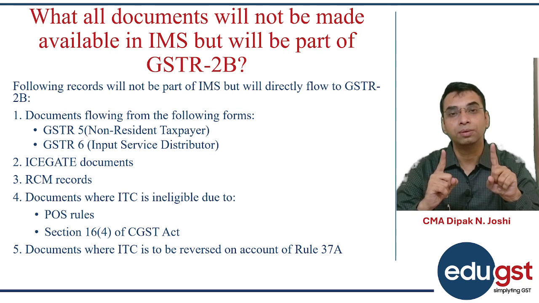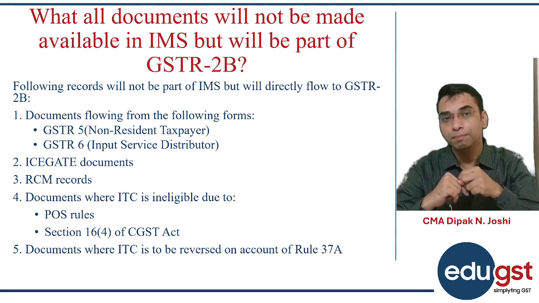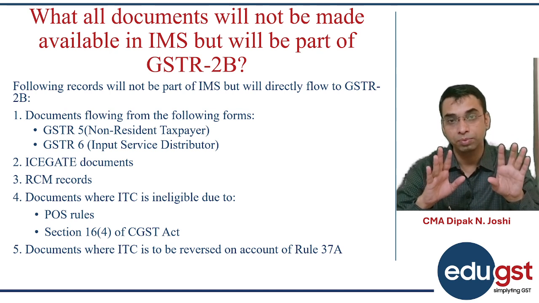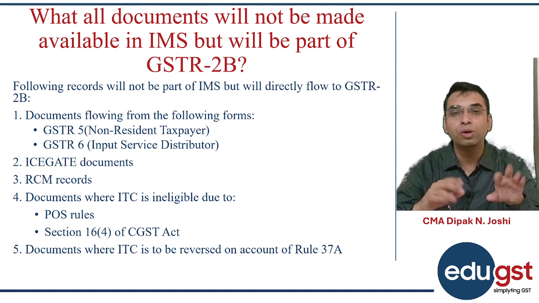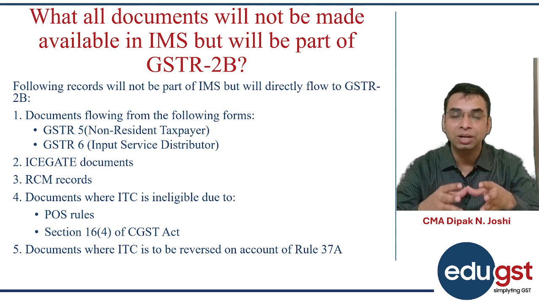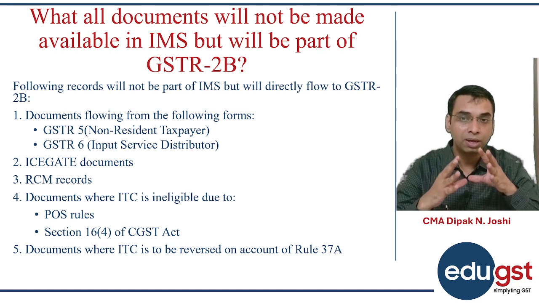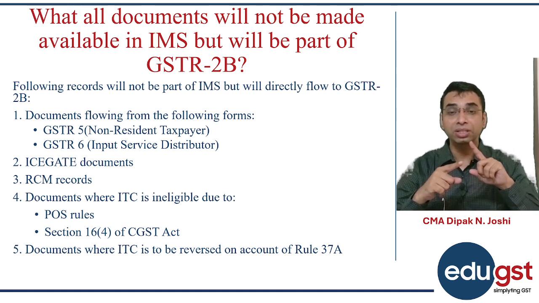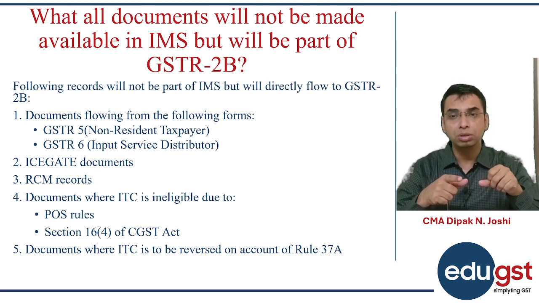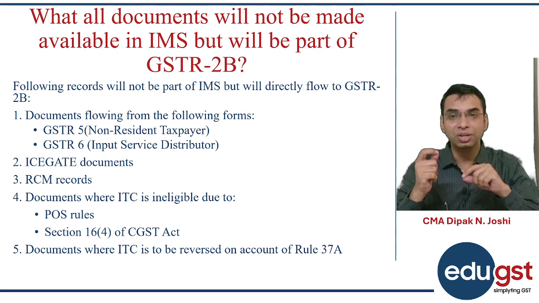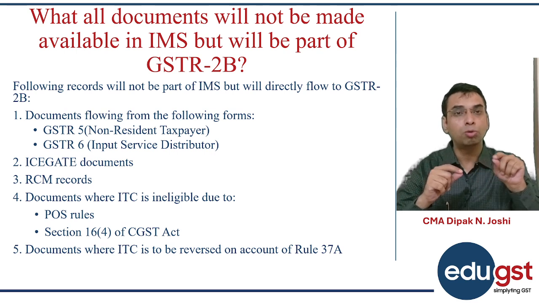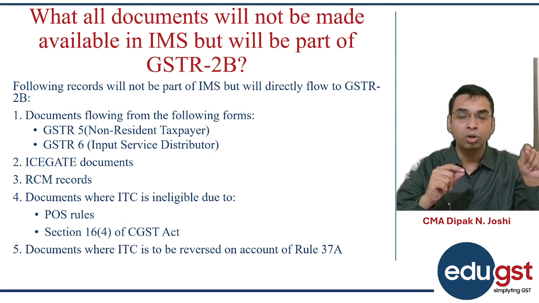ISGATE documents, documents of import, right? Bill of entry. That also will not form part of your IMS portal. RCM records: if you are supposed to pay tax under reverse charge mechanism on any supplies, then those supplies will also not become part of your invoice management system. Sometimes ITC is ineligible due to place of supply rules, or due to section 16(4), which is the time limit. In that case also, those credits will not auto-populate on your IMS portal.